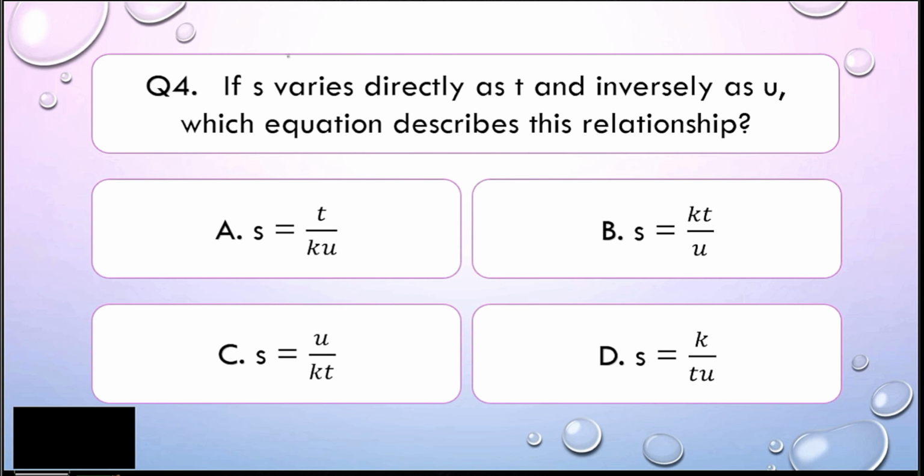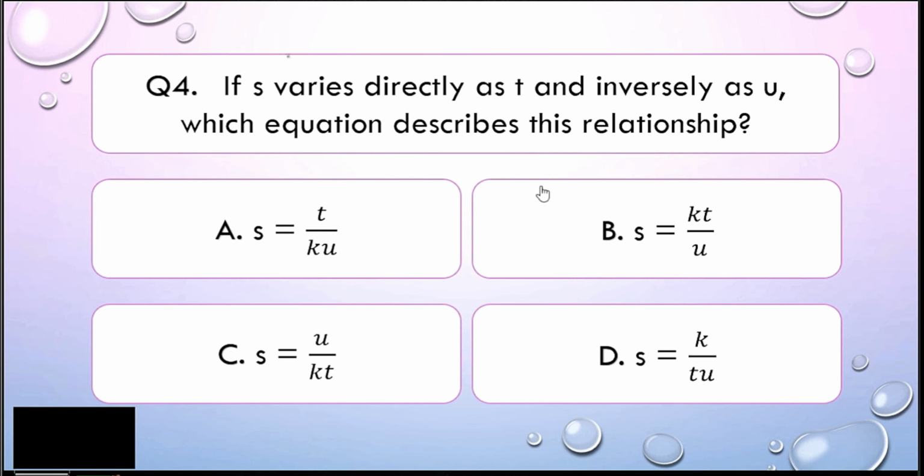Alright, math learners, this is just the same as what we did in question number 2. So what we need to do is to translate it into a mathematical sentence. So it says here, S varies directly. So meaning that is S equals. So all of the choices given are S is equal. Alright, or S equals. So those are correct.